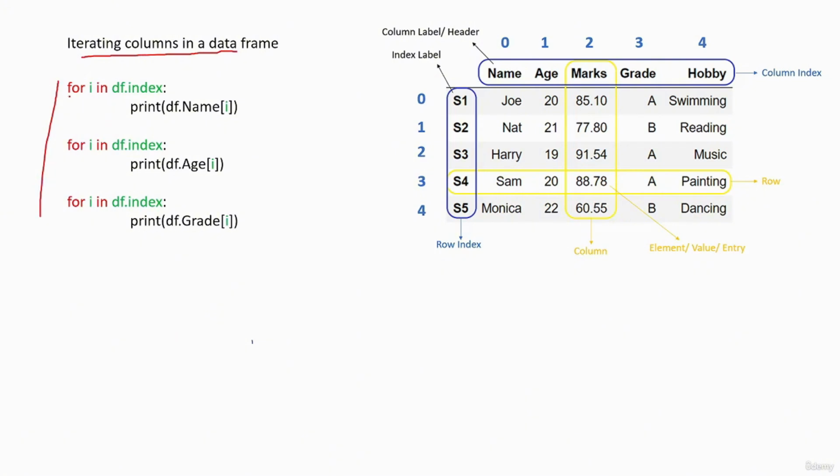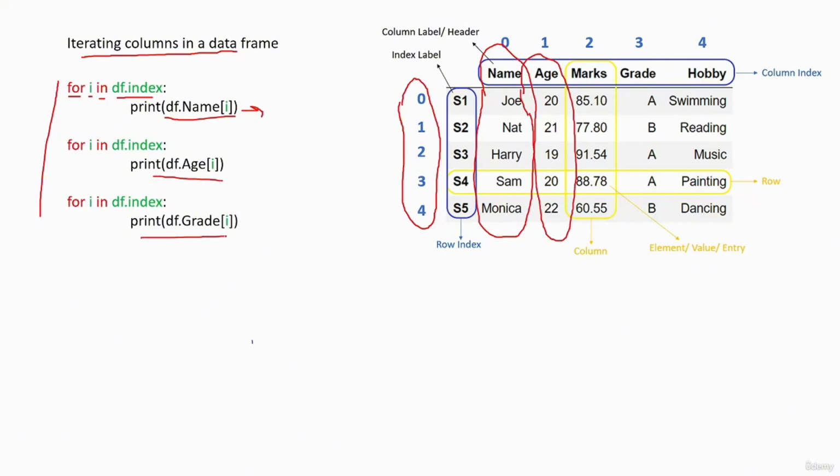Here I have used for keyword, then a variable, then in keyword. Here the iterable is df.index. So the iterable will be these values. Then df.column name within the square brackets I. Now this will iterate this column. And this will iterate age column. Finally this will iterate grade column.